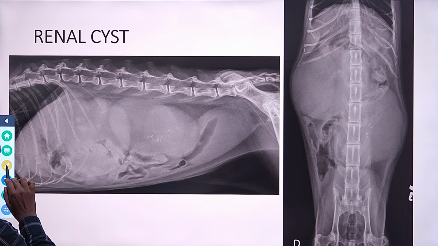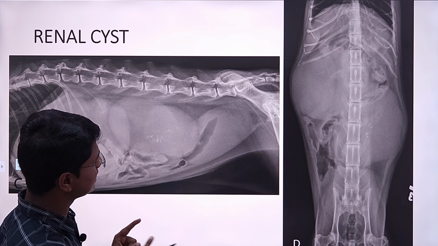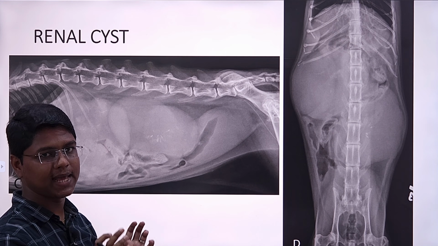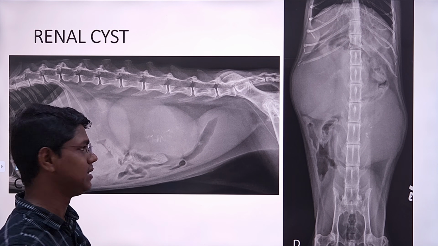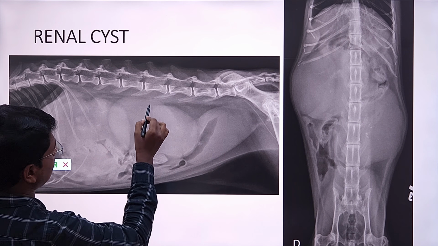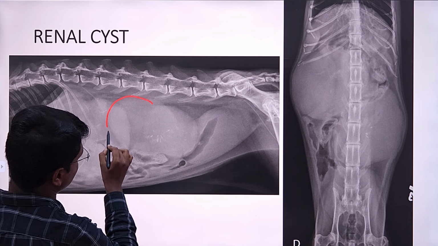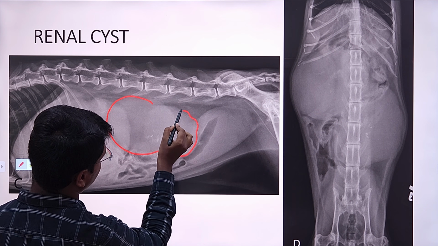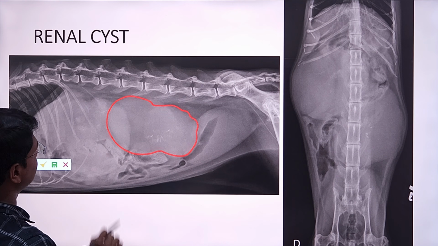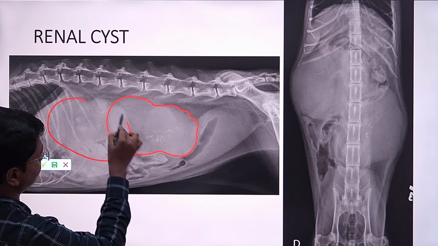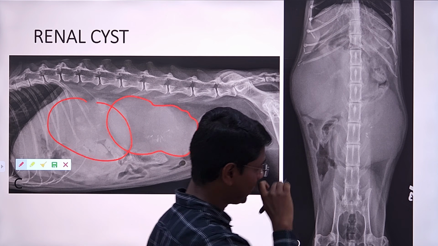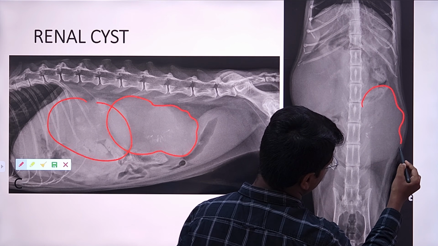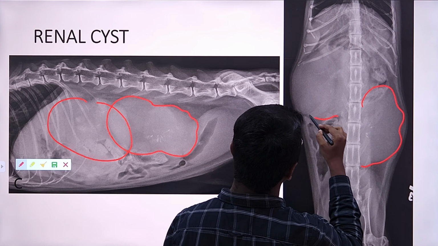So this pathology is a renal cyst. In case of a renal cyst, you will find that the cortical margin or the renal capsule is irregular. There will be renomegaly and also irregularity. See the margin. Here it comes like this, some undulations like this. Here the other kidney is here. Let us see in the ventrodorsal view so that you can appreciate it better. You see here the margins, the renal capsule is undulating.